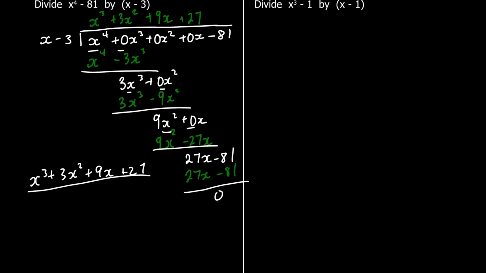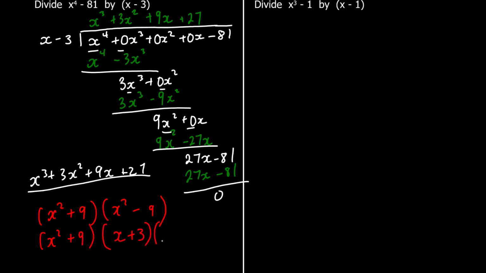Now let me show you doing this by factorizing. So x to the power of 4 minus 81 is the difference of two squares. So I could have factorized it straight away into x squared plus 9 and x squared minus 9. And then x squared minus 9, again, is the difference of two squares. So I can change it into x plus 3 times x minus 3.